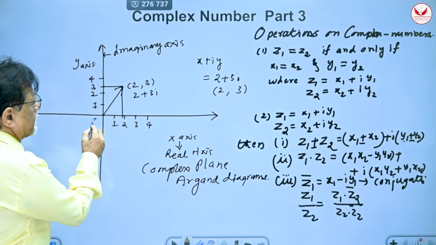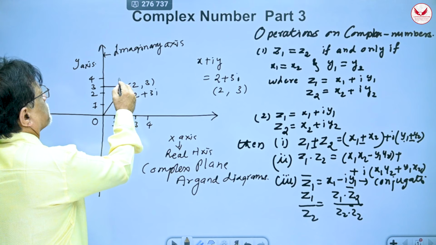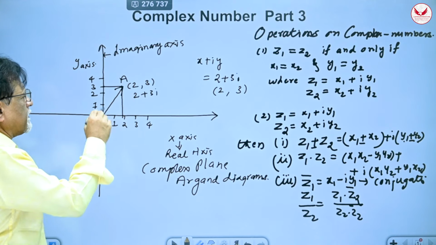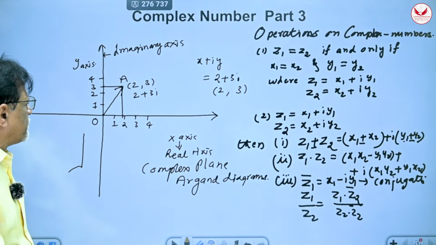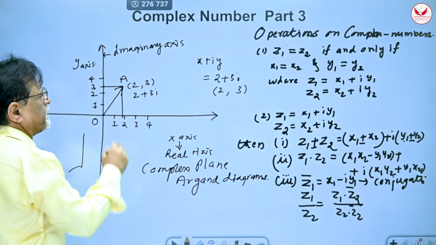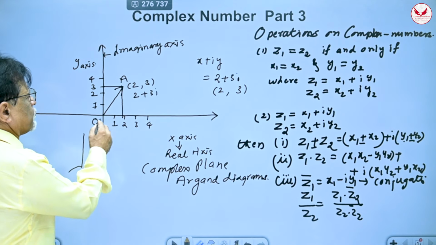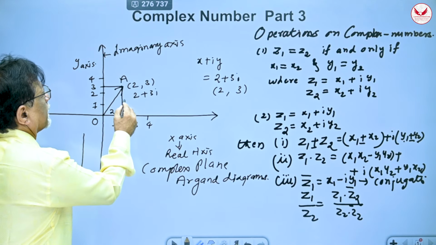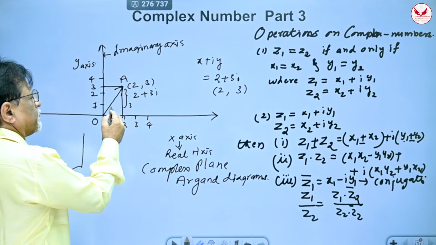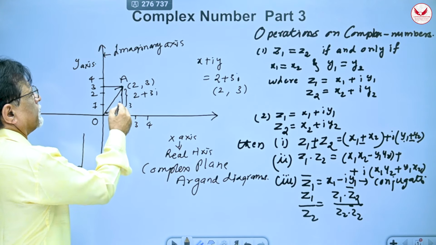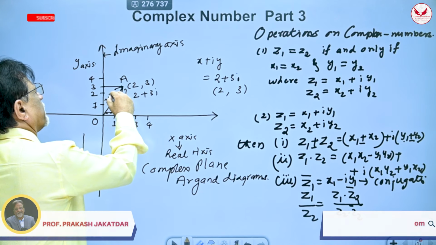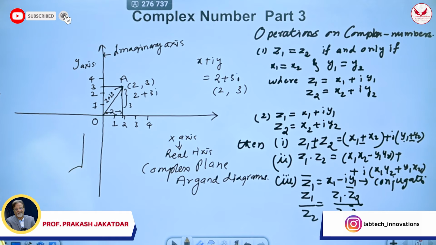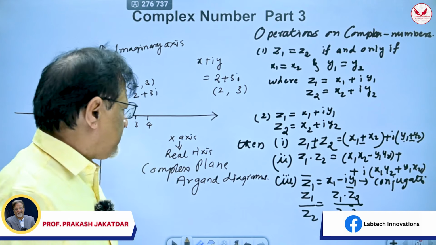This vector starts from the origin O and it reaches this point A, right? So this vector OA has two components. One is the real component and the other is the imaginary component. The real component is 2 and the imaginary component is 3. So this distance is 2 and this distance is 3, right? So this complex number, or this vector, is 2 plus 3i, correct? That is how the complex number can be represented. This is called an Argand diagram, okay?